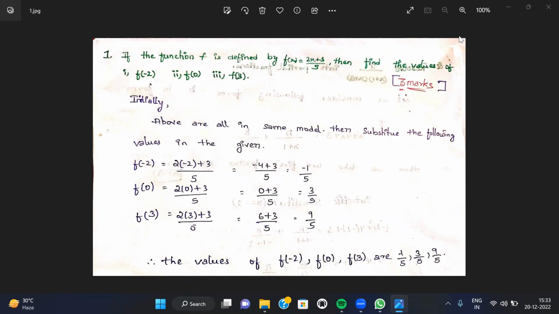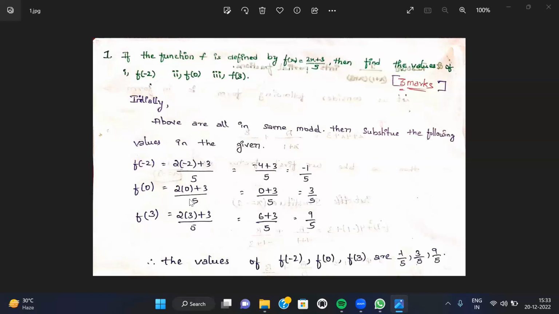So initially, all are in the same model, then substitute the following values in the given function f of x equal to (2x plus 3) by 5. Firstly, the value of f of minus 2 is equal to (2 of minus 2 plus 3) by 5. So we have to substitute the minus 2 value in the place of x. So we have the answer as (minus 4 plus 3) by 5 is equal to minus 1 by 5. Minus 4 plus 3 is equal to minus 1. So the value of f of minus 2 is equal to minus 1 by 5.